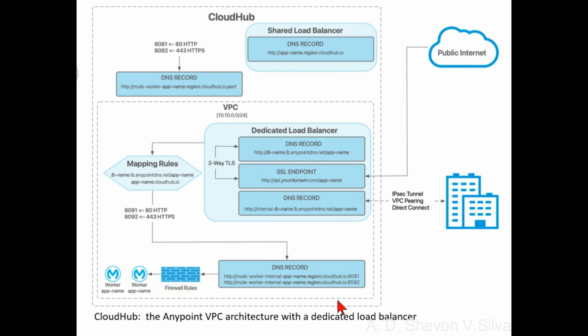Here the VPC, DNS record, and shared load balancer are in CloudHub. Here 8081 for port 80 HTTP and 8082 for port 443 HTTPS are connected to the DNS record. Here http://mule-worker-app-name.region.cloudhub.io with the port. Here the DNS record is in the shared load balancer, and here http://app-name.region.cloudhub.io.